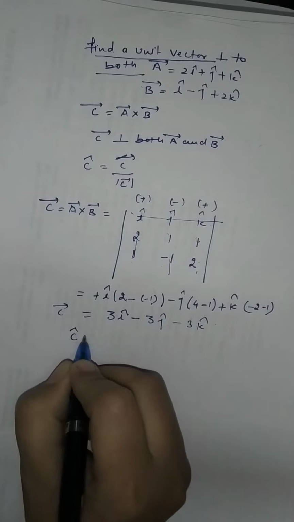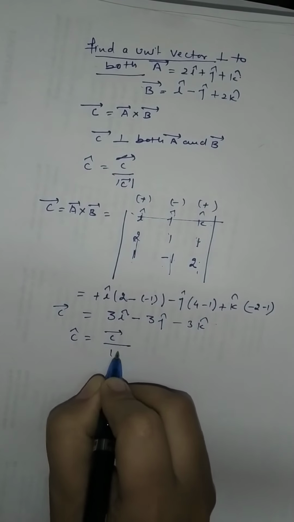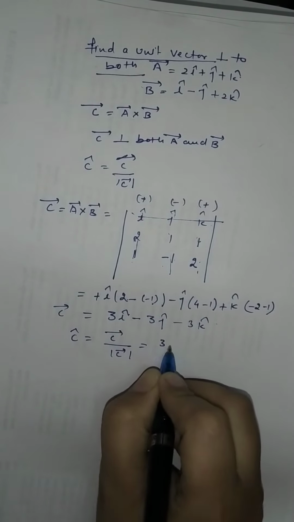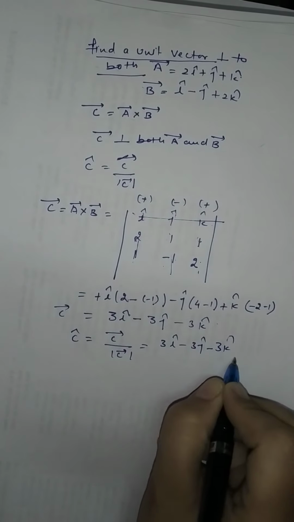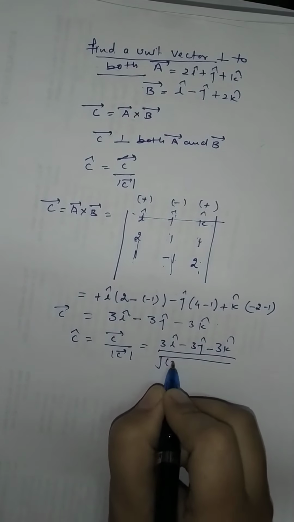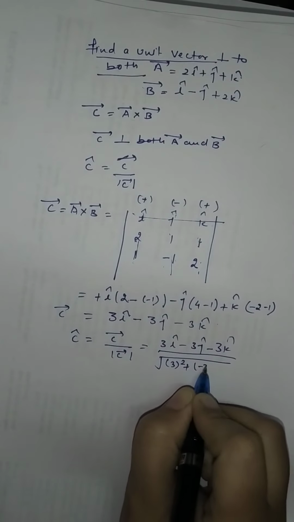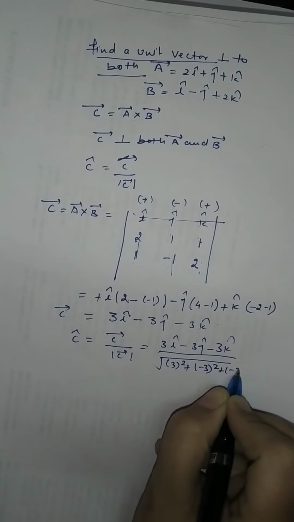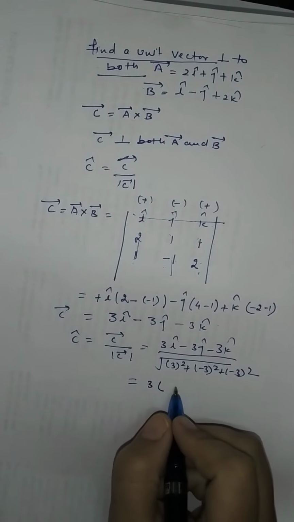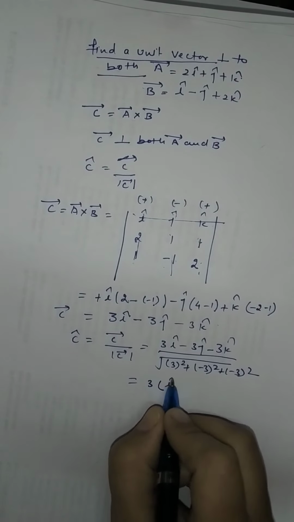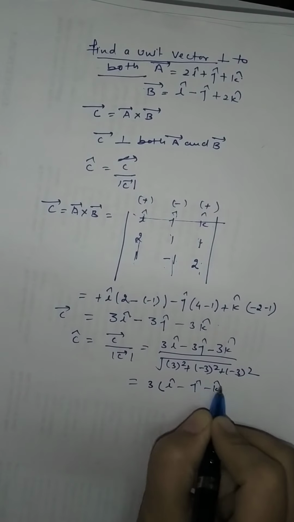I want to calculate the unit vector. This is the vector divided by its magnitude. This means 3i cap minus 3j cap minus 3k cap under the root of 3 square plus minus 3 square plus minus 3 square. So how much will this come, this is 3, you can take common. This is i cap minus j cap minus k cap.